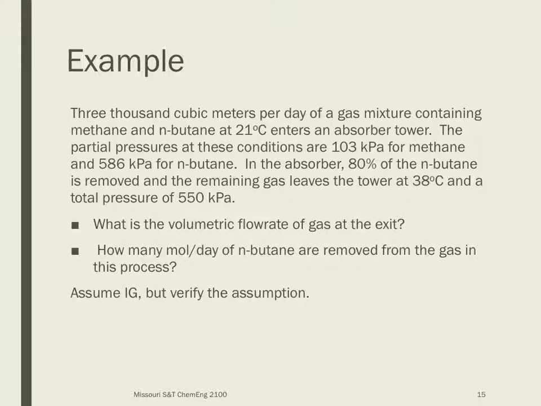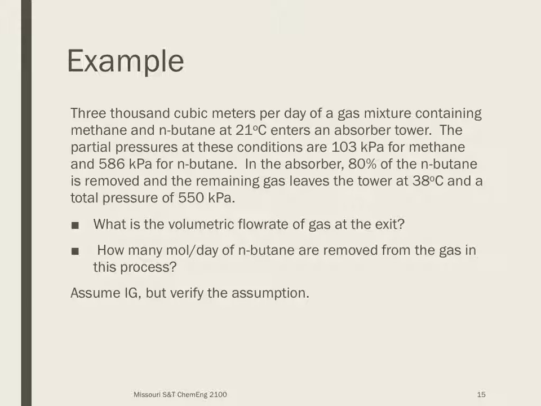In the absorber, 80% of the N-butane will be removed, and the remaining gas leaves the tower at 38 degrees C and a total pressure of 550 kilopascals. What is the volumetric flow rate of gas at the exit, and how many moles per day of N-butane are removed from the gas in this process? We're going to assume that it's an ideal gas, but we're going to verify our assumption.